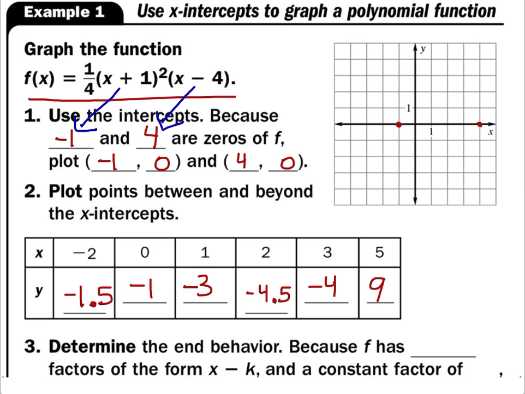If you look at the grid, we can plot most of these points. We use the points (-2, -1.5), (0, -1), (1, -3), (2, -4.5), (3, -4), and then because of the grid given to us, (5, 9) is simply not going to happen on this grid. Now the next step, step 3 in the book's plan, is to look at end behavior.